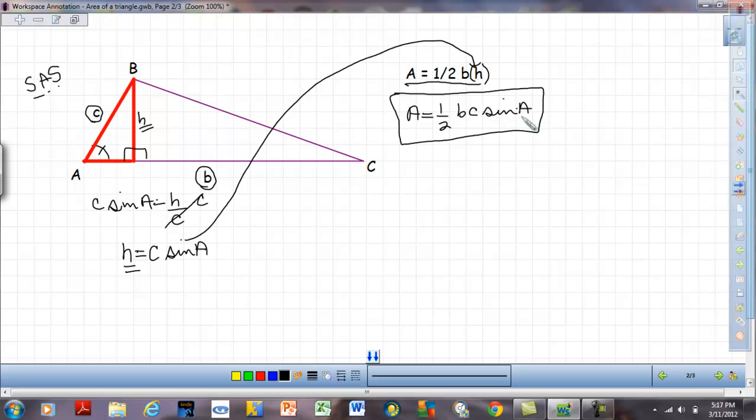Now these sides may change and the angle may change, but as long as you have two sides and the angle that's between them, you can use this formula. In other words, this could be A, this could be side B, then this would be angle C over here. So it doesn't matter which two sides, as long as this is the angle between those two sides. So let's look at an example.